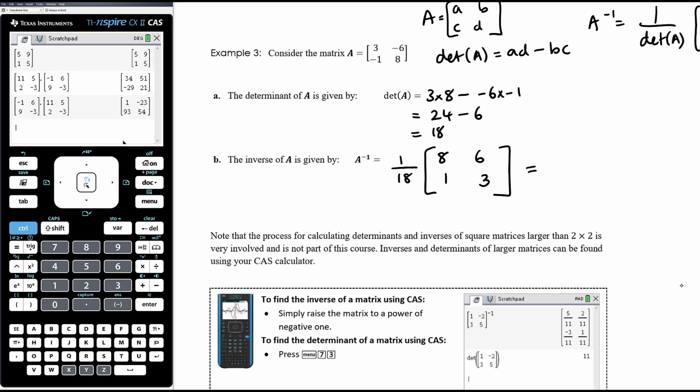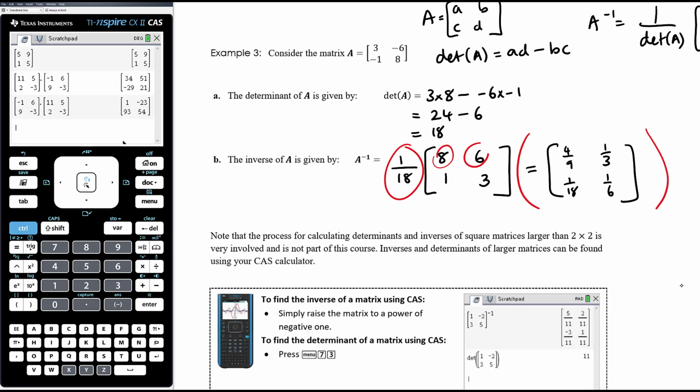You can, if you want, multiply the 1 on 18 in. 8 on 18 is 4 on 9, 6 on 18 is 1/3, 1 on 18 and 3 on 18 is 1/6. But there's absolutely no need to do that. I would only do that if this was a fraction that multiplied into all of these to give whole numbers, then I would say you haven't simplified. But if you're going to create fractions by multiplying it in, there is no need to multiply it in.